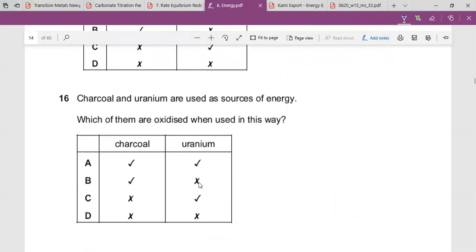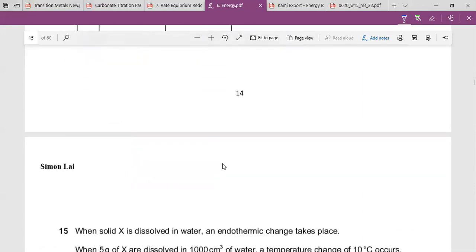Coal and uranium. Coal, of course, is a fossil fuel, it's just carbon. Uranium-235 is another energy source. Which of them is oxidized? Oxidized means it turns to carbon dioxide. Of course, uranium is not oxidized. It's broken down into small pieces. So B is the answer. Uranium is split into smaller elements.